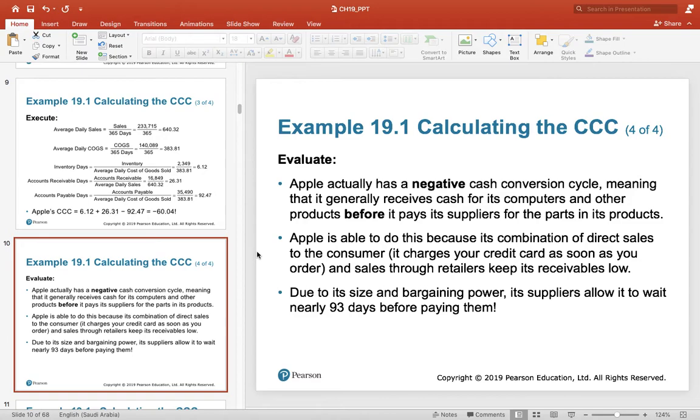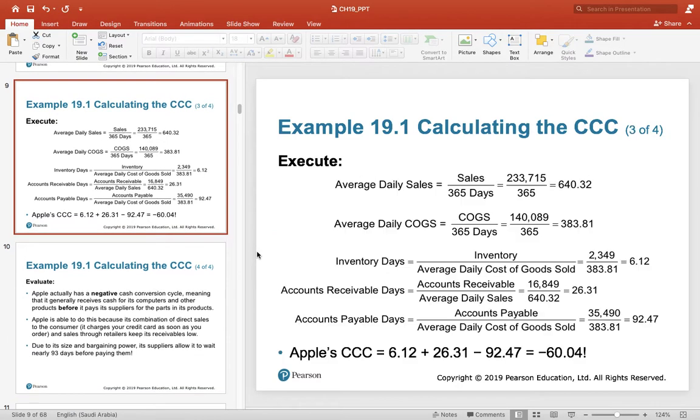Next, the suppliers are waiting 92 days to get paid by Apple. Apple's image and goodwill are so strong that the suppliers are ready to wait 92.47 days to get paid, because they know this is a solid company. There is no threat of insolvency. They are ready to supply this company at any cost.